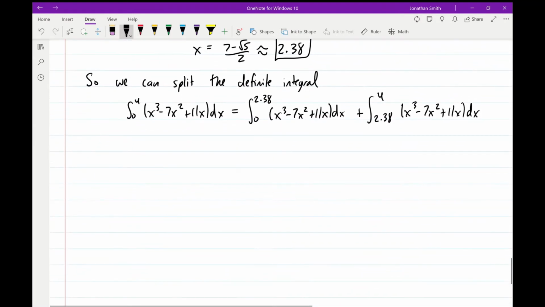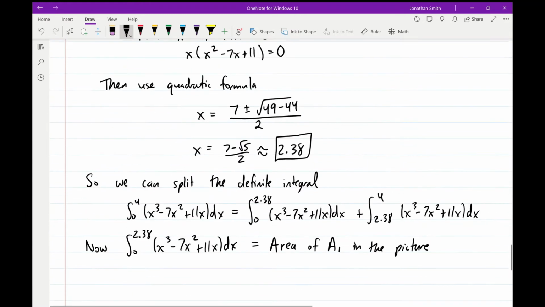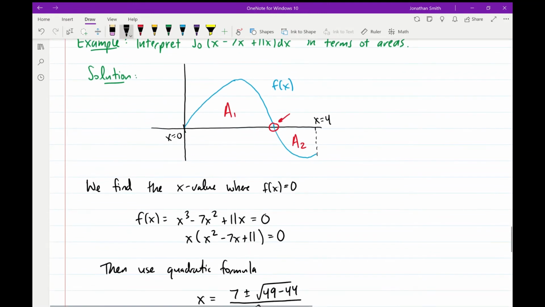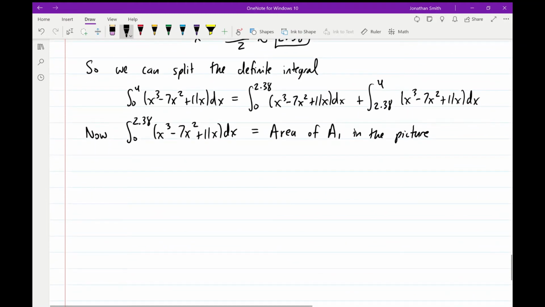Okay, so this integral from 0 to 2.38 of x cubed minus 7x squared plus 11x dx is equal to the area of A1 in the picture. So remember, A1 was this area from x equals 0 to x equals 2.38, which we just found out. And in this case, that area is going to be positive.